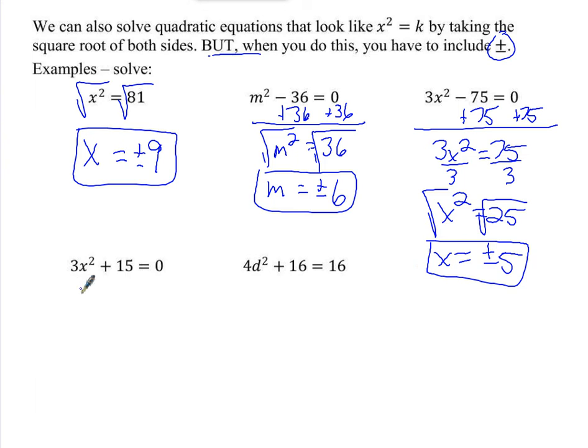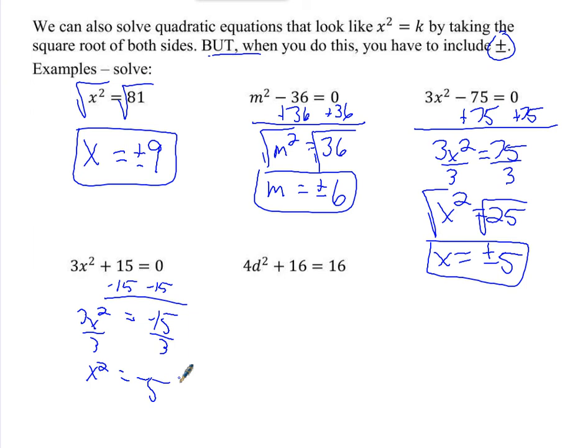What's first on this one? Subtract 15. 3x squared equals negative 15. Now what? Divide both sides by 3 and you get x squared equals negative 5. Now what?